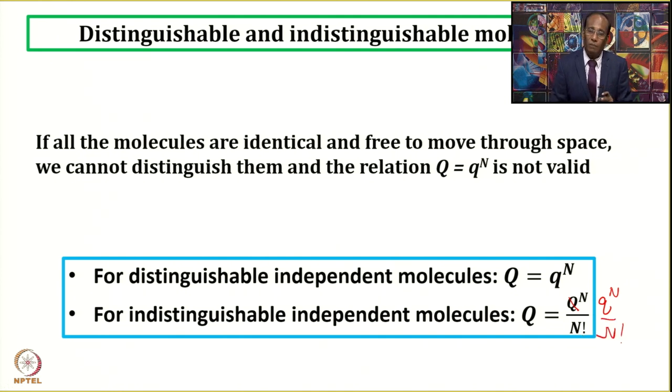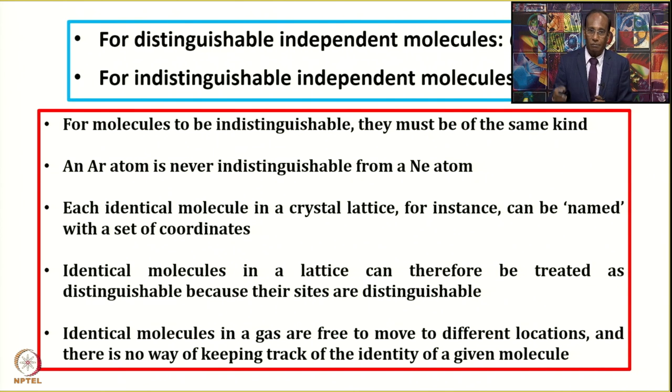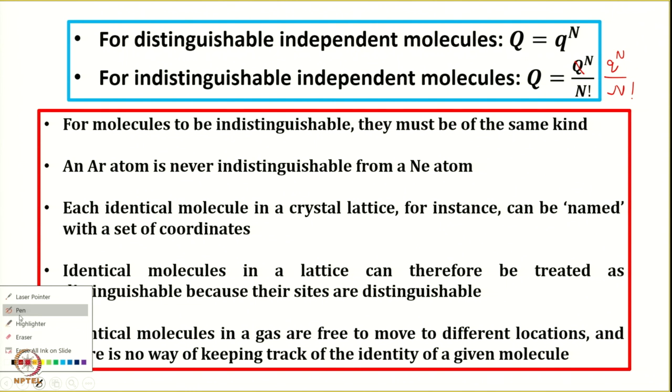So depending upon the given system, you have to make a choice whether you need to use this definition or this definition. And you should be able to make this choice, whether the molecules are distinguishable or indistinguishable. Let us have a little further discussion on this. For molecules to be indistinguishable, they must be of the same kind.